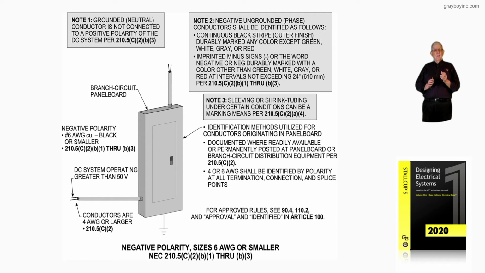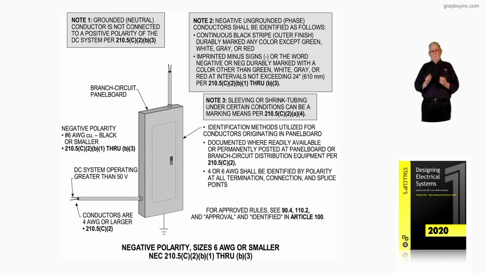Now, with that thought in mind, we have a branch circuit panel board here, and the negative polarity for number 6 or smaller insulation identification is black. And then notice we identified that negative polarity in accordance with 210.5(C)(2)(b)(1) through (b)(3). And again, this DC system is operating greater than 50 volts, so our conductors will be number 4 or larger in compliance with 210.5(C)(2).